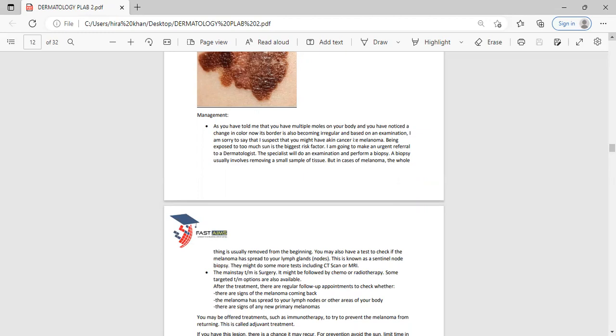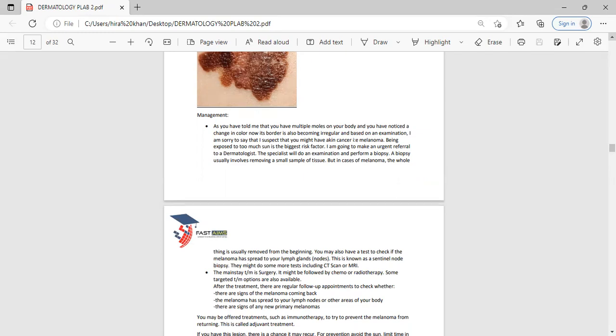Then just wait a few seconds to let this knowledge sink in, and then say that being exposed to too much sun is a risk factor. So what I am going to do is make an urgent referral to the dermatologist. You will be seen within 2 weeks' time. And what the specialist will do, they will perform a biopsy.